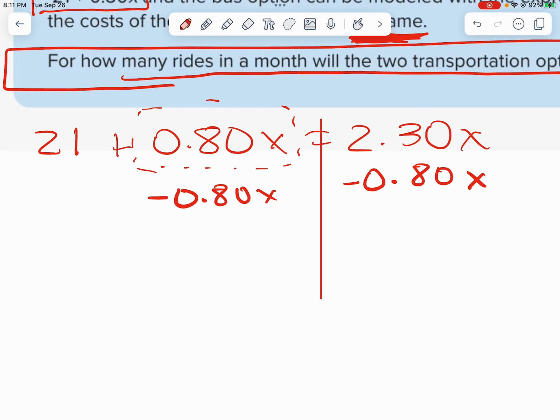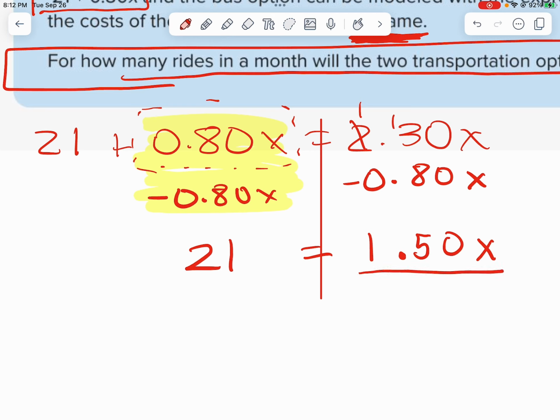When I do that, I'm going to highlight it. All of this eliminates. Look at that. Those eliminate because 80 cents minus 80 cents is going to give me 0. So now I'm left with 21 equals, let's see, I have an x. I'm going to borrow, and that's going to be 5, and that's going to be $1.50. So hopefully you put the decimal in the spot that it needs to be.